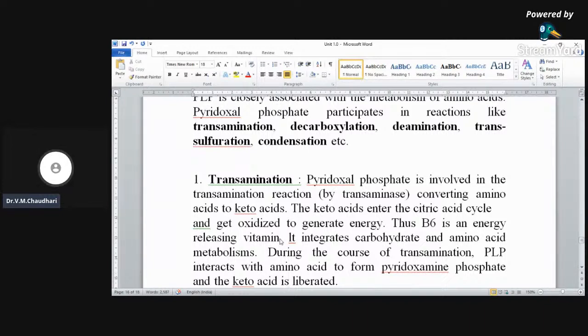It is the energy releasing vitamin. It integrates carbohydrate and amino acid metabolism. During the course of transamination, PLP interacts with the amino acid to form pyridoxamine phosphate and the keto acid is liberated. What happened in the transamination? Pyridoxal phosphate interacts with the amino acid to form pyridoxamine phosphate, and pyridoxamine phosphate then donates the amino group to keto acid. So keto acid is converted to amino acid and amino acid is converted to keto acid.